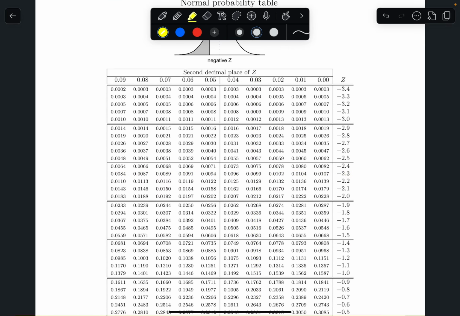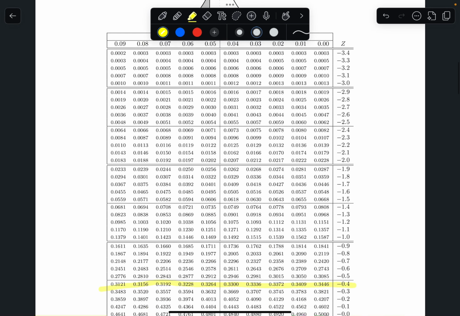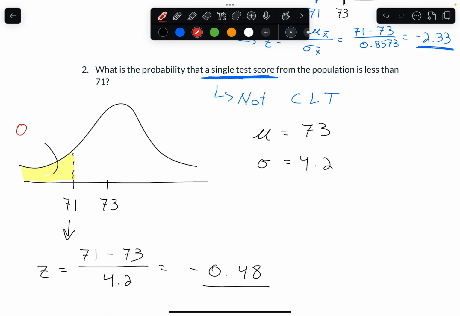So negative 0.48. This time I'm looking, here's negative 0.4. This is our row. 8 would be all the way over here on the left. So our area to the left is 0.3156. So the probability that we're working with is 0.3156. There is our probability.